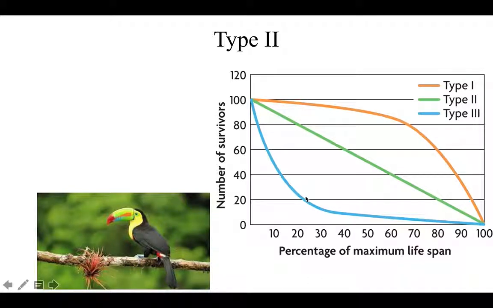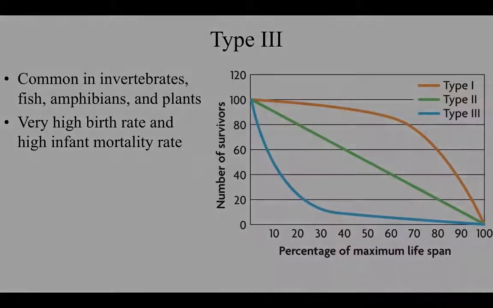Type 2 survivorship can be seen over here. In type 2 survivorship, which is common among birds, small mammals, and some reptiles, there is roughly equal survival at all ages of an organism's life. This green line shows you type 2 survival. No matter what stage of its life this organism is in, it has the same chance of surviving, whether it's young or old. There's really no difference in survival rates.